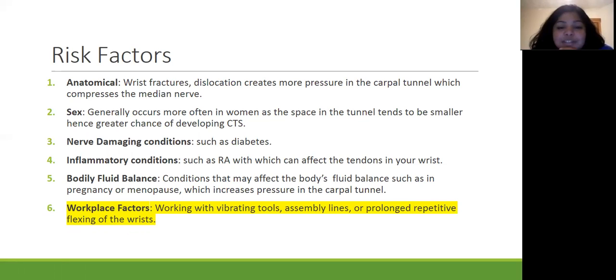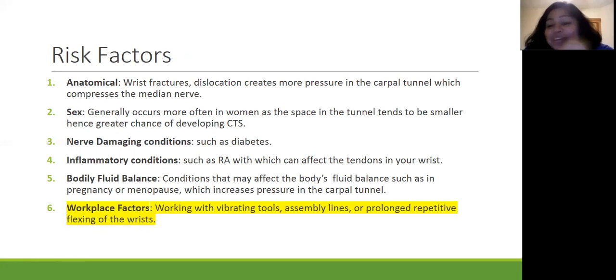Another risk factor as described is, for instance, sex, as in women tend to be more prone to getting this condition because their hands tend to be slightly smaller, or the space in the carpal tunnel itself tends to be a little bit smaller. Yes, I know we are talking about the size of people's hands.